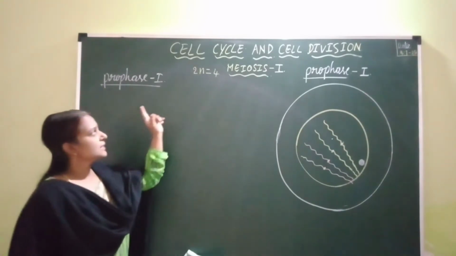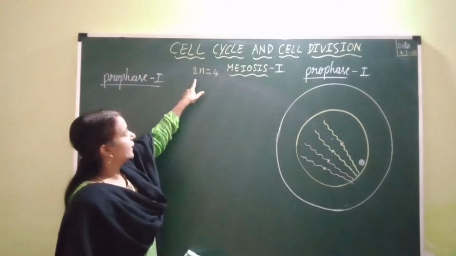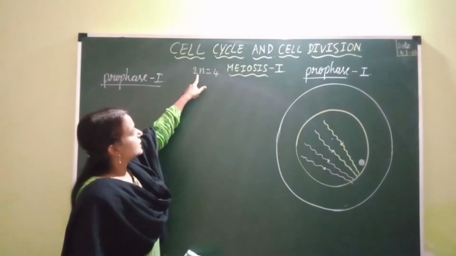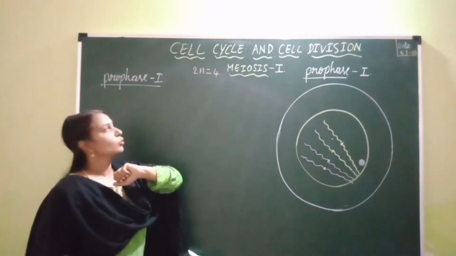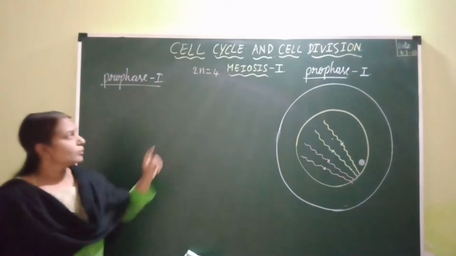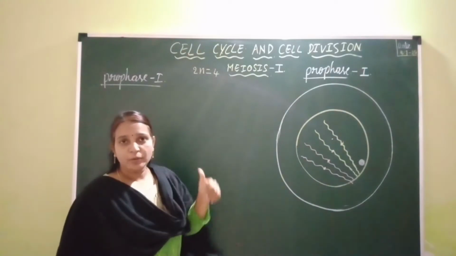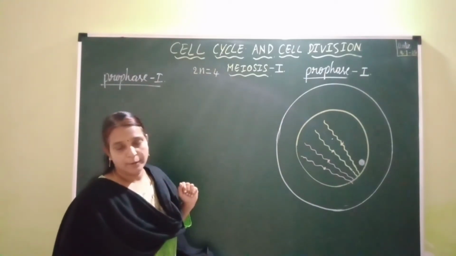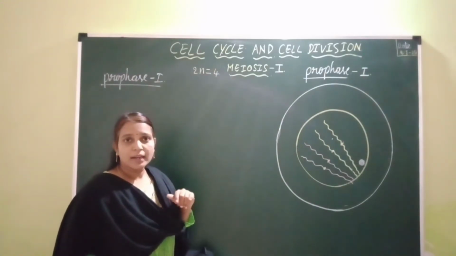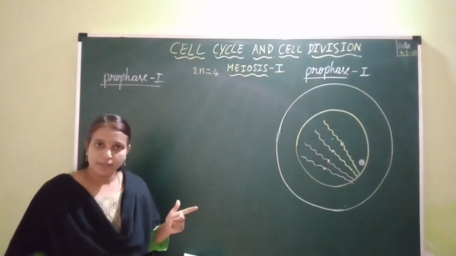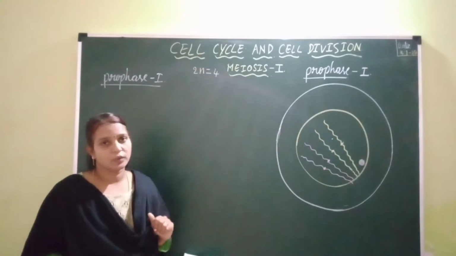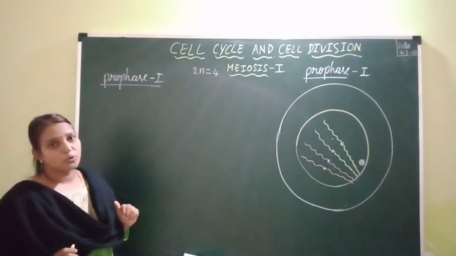This animal cell is diploid, that is a meiocyte, and in this animal cell the chromosome number is 4. It consists of 4 chromosomes. So meiosis 1 consists of karyokinesis 1 and cytokinesis 1. Karyokinesis 1 is divided into 4 phases: prophase 1, metaphase 1, anaphase 1 and telophase 1. So let's start with prophase 1.